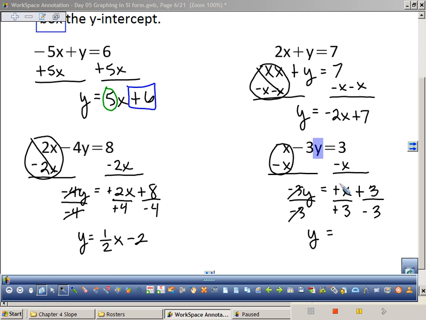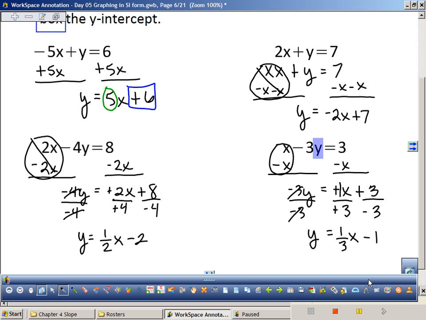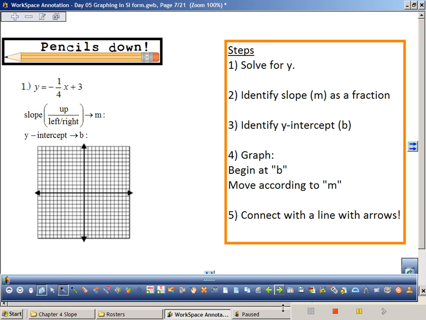Only I've got a 1 out in front of here, correct? So couldn't I write it 1/3 and put the x on the side? And that's slope-intercept form, right? And a positive 3 divided by negative 3 is negative 1. So that's what you should have. Question? So if you made a mistake, did you catch your mistake? Okay, good.